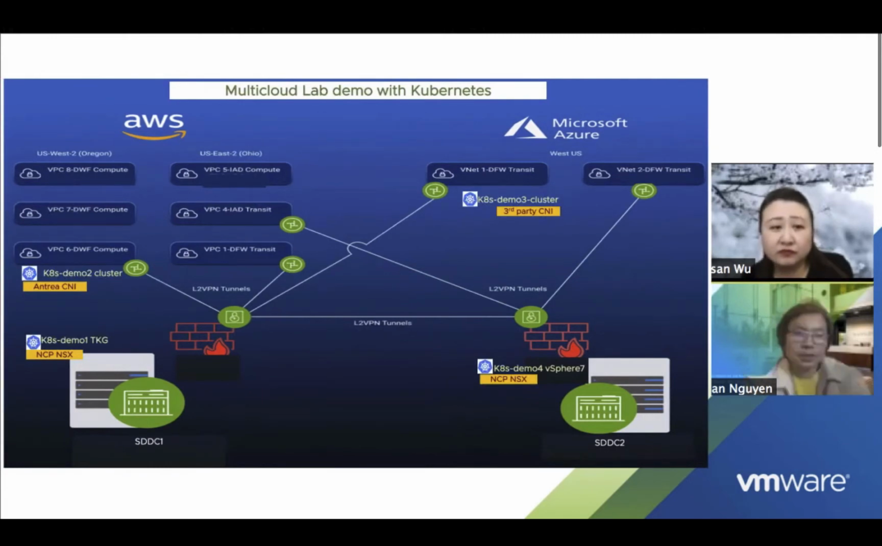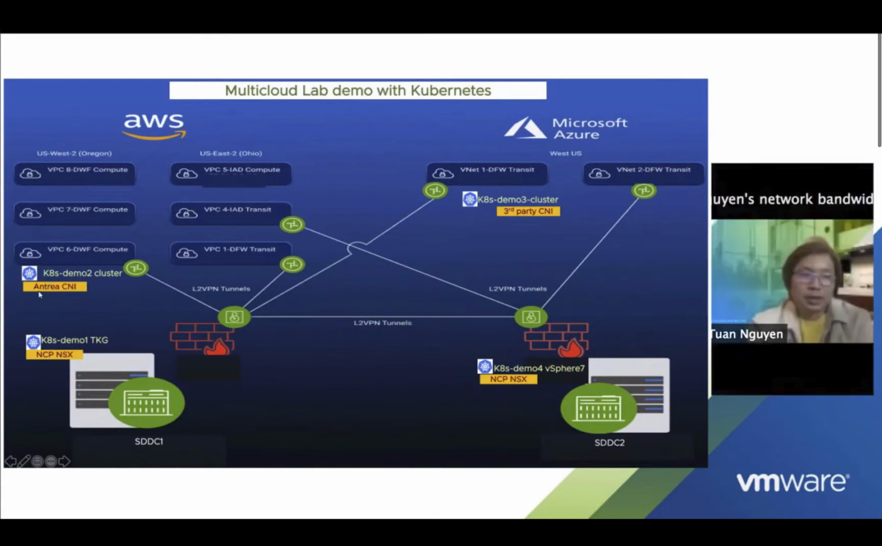Kubernetes. So I have one running on-prem on SCDC1, using NCP and provided by NSX. Another cluster running Kubernetes on AWS, where I have VMware Antrea open source CNI. Another one running on Azure with a third-party CNI, could be anything. And then another one running in the second data center.